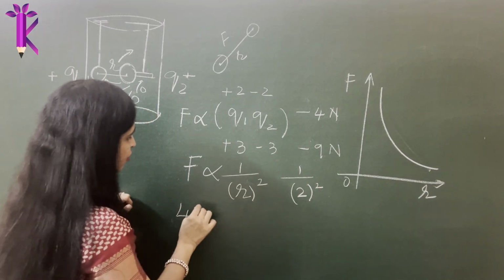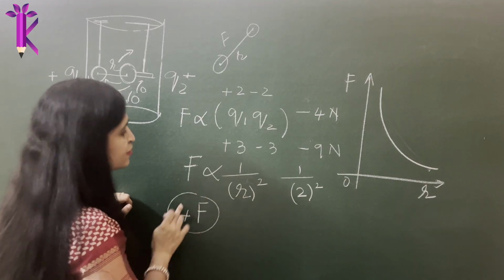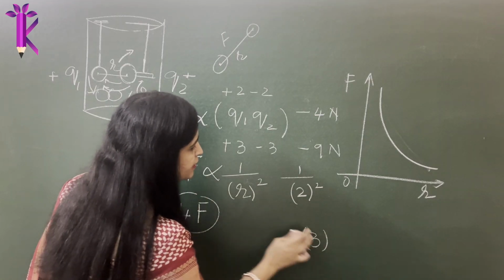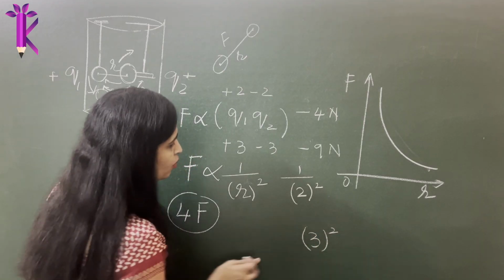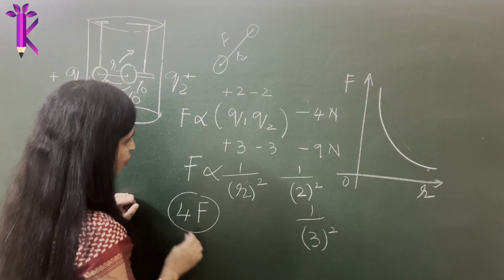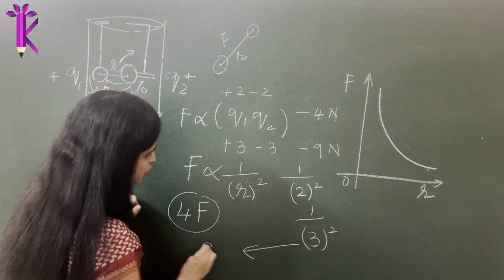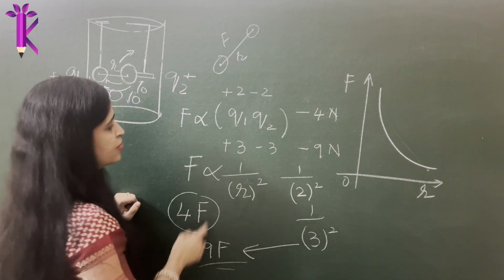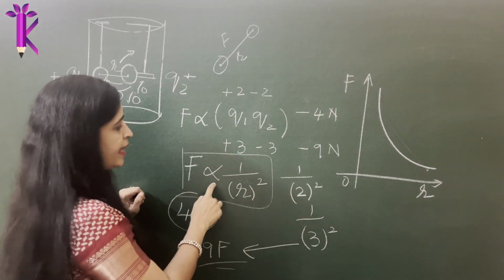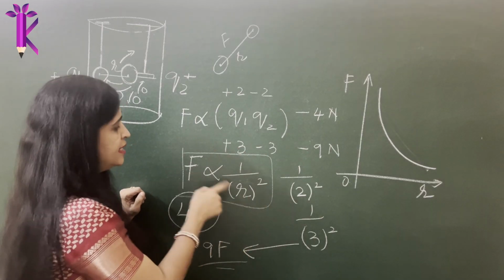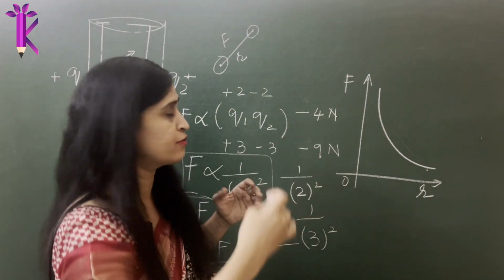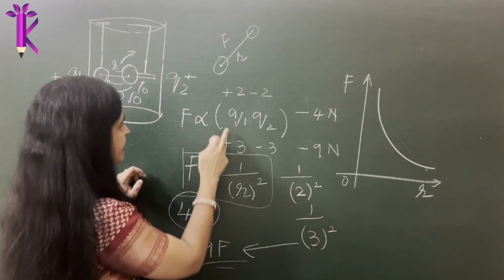So what happened to the force of repulsion? The force of repulsion was 4 times stronger. Now if they moved apart by 3 millimeters or whatever, so if it is 3 squared, 1 by r squared, the force of repulsion or attraction was 9 times the force. So he saw that the force of attraction or repulsion varied inversely as the square of the separation between the centers of the spheres. So he combined these two equations.